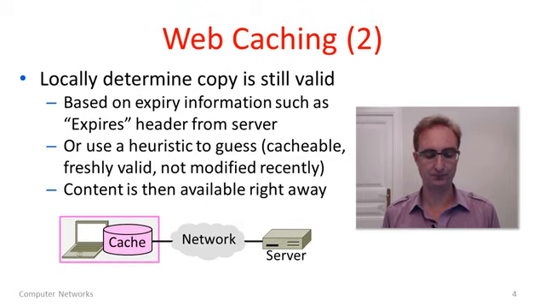Let's see them. The first option that you can use is to try and locally determine whether the content copy that you have in your cache is still valid. Valid means that it has the same contents as would be returned to you by the server if you were to request it again. How are we going to do that though? This is sort of getting a little circular.